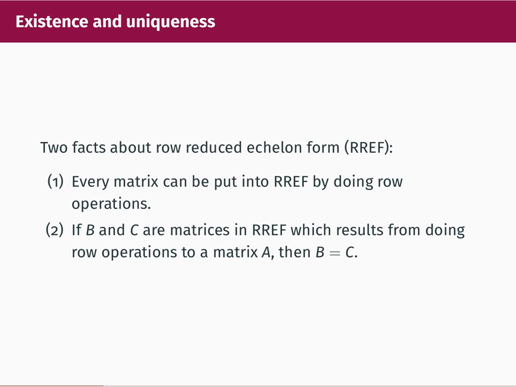You can find a proof of this in the online notes. I don't intend to do it here because we don't actually need it. But it does explain something about the way people talk about row-reduced echelon form. You will often hear people say the row-reduced echelon form of a matrix A. And what they mean is the unique matrix in row-reduced echelon form which can be reached by doing row operations to A. Fact 1 here means that at least one such row-reduced echelon form matrix exists, and fact 2 means that there really is only one row-reduced echelon form matrix which you can get to by doing row operations to your matrix A.